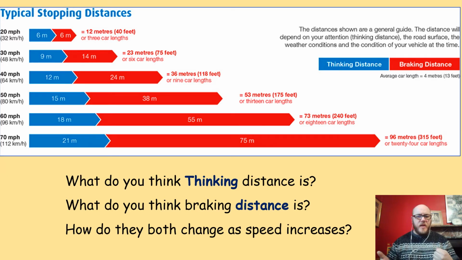And also the braking distance depends on both the weather conditions, the surface of the road, but also the state of your vehicle and also the mass of your vehicle. Now these are typical stopping distances for a car. So what I'd like you to think about is, what do you think thinking distance is? What is braking distance? And how do these things both change as the speed increases, and why do they change?